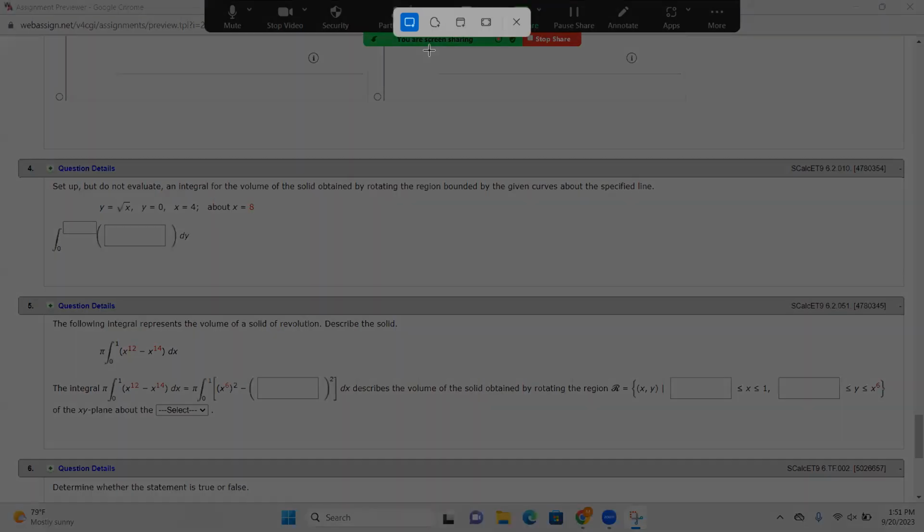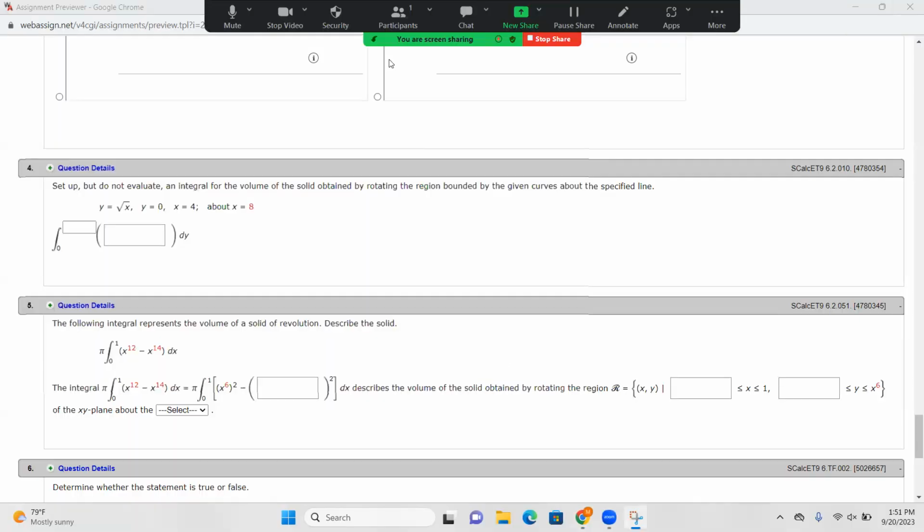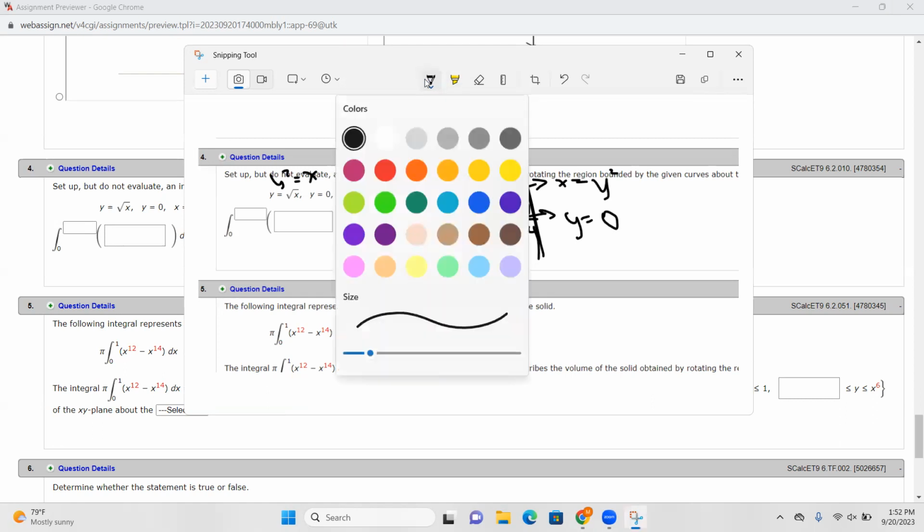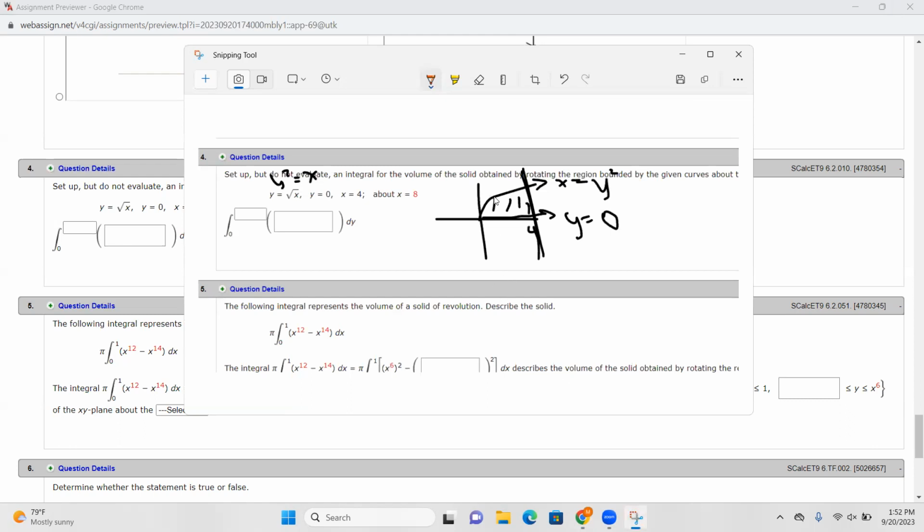I just want to draw a picture of this so we can sort of imagine this visually. So, right. Y equals square root x. Well, that, as we said, was y squared equals x. And that's a parabola shifted on its side. Y equals 0 is the horizontal axis. This is x equals y squared. And then x equals 4 is right there. And there's our region.